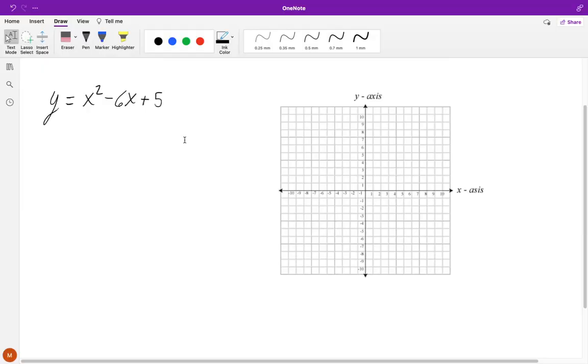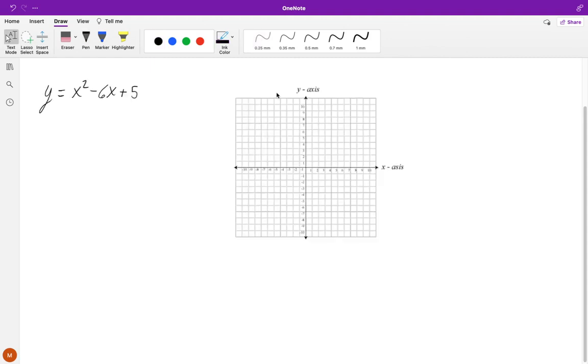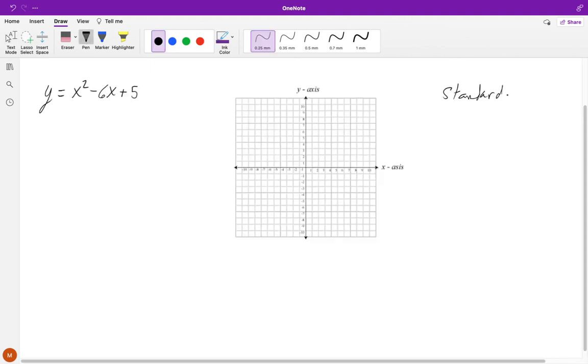All right, so now the other types of problems that we learned is y is equal to x squared minus 6x plus 5. So something in this form. And this is in our standard form. Let me zoom out a little bit. So this is in our standard form. Standard form is written as y is equal to ax squared plus bx plus c.